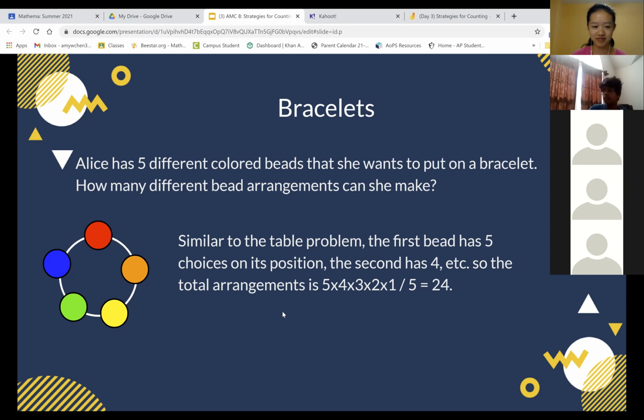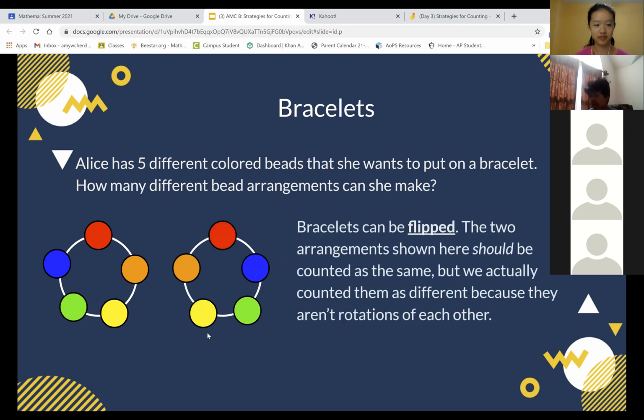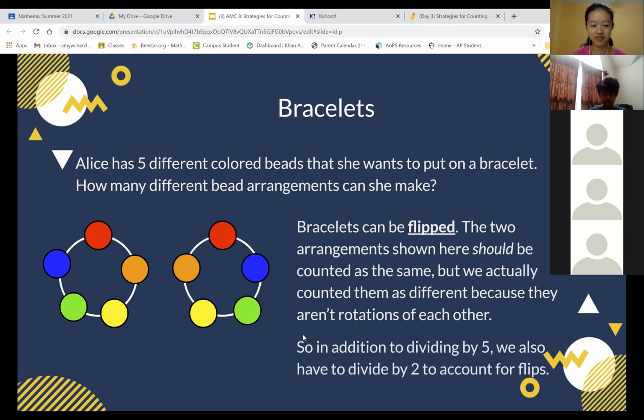You just flip them. So since bracelets can be rotated and flipped, we also have to divide by 2 along with the 5 we divide to account for rotations. To account for the flips, we divide by an additional 2. Yes, that's right. So 120 ways, divide by 5 for the rotations and divide by 2 for the flips.